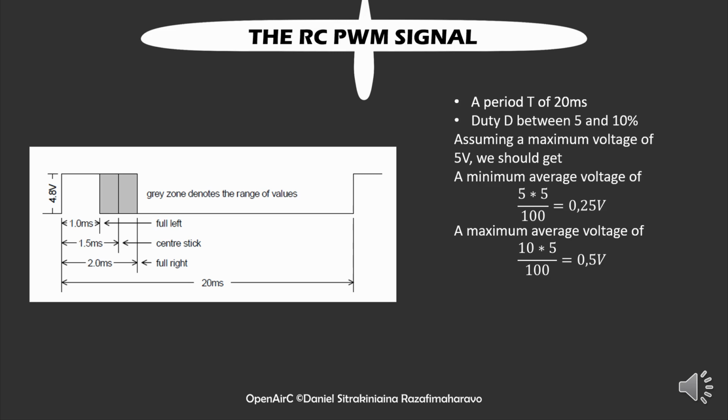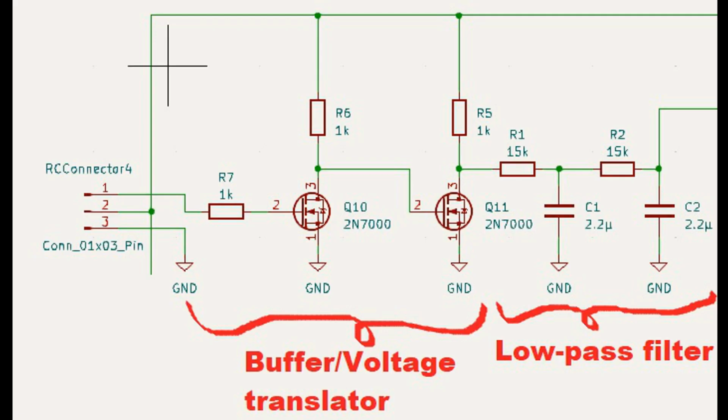Well, that is because the MCU inside of my receiver uses 3.3 volts as a power supply. In order to alleviate that, I'm going to use a voltage translator so that we get a known amplitude and a known output voltage.